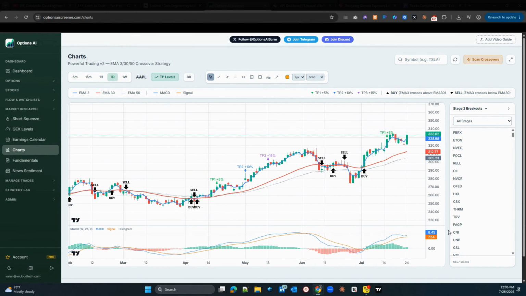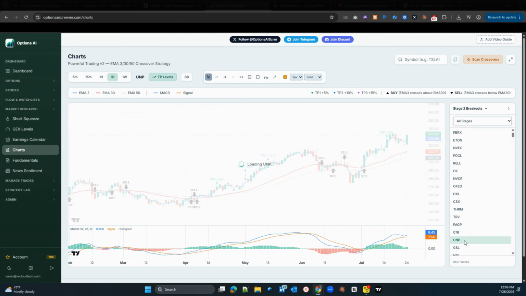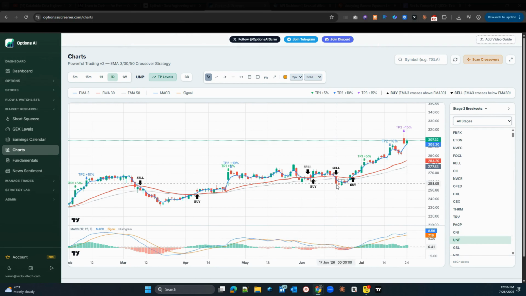For example, let's take a random stock, UNP. You can see that a buy signal appeared on June 26, and the stock's growth is evident. TP1, TP2, and TP3 represent take-profit levels, alerting you at 5%, 10%, and 15% profit. Ultimately, it's your decision when to exit, whether to take profit and sell the stock or hold on.